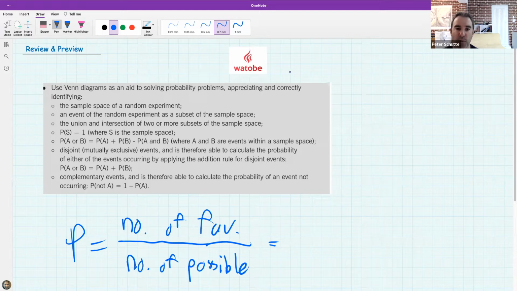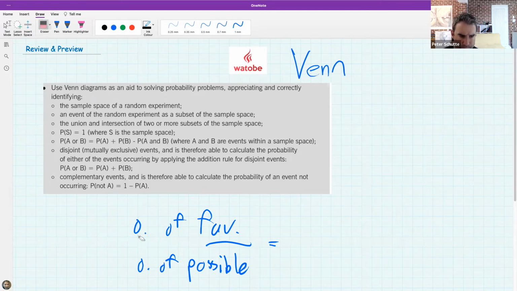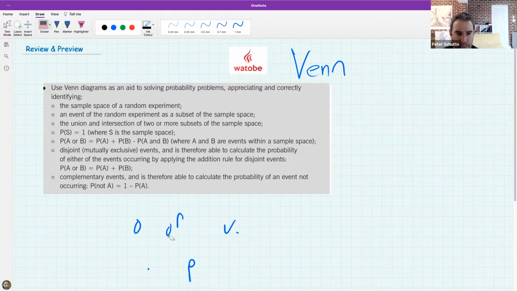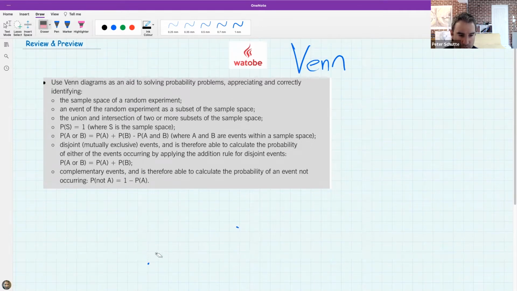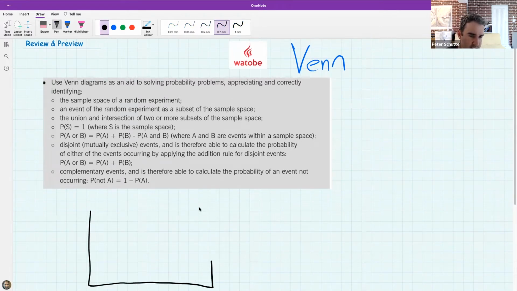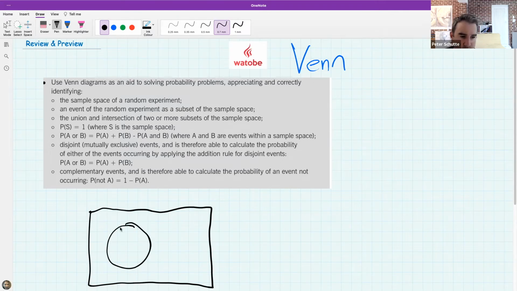And the tool that we focus on for the next two lessons is the Venn diagram. Venn diagrams basically show the sample space. So we have the sample space, which we normally show as a rectangle, and then we have specific events, which we show as circles. We'll often say the sample space S and the event A in the sample space.